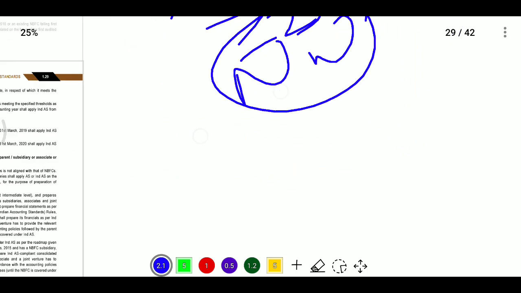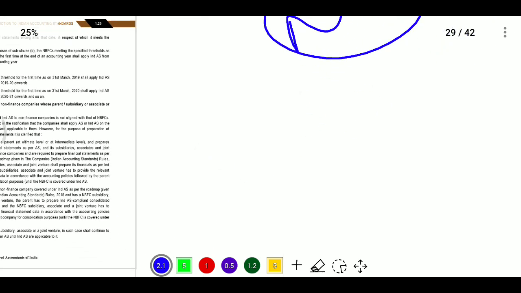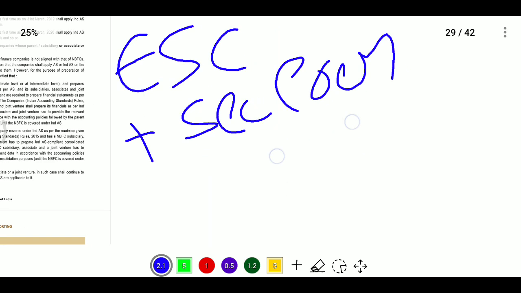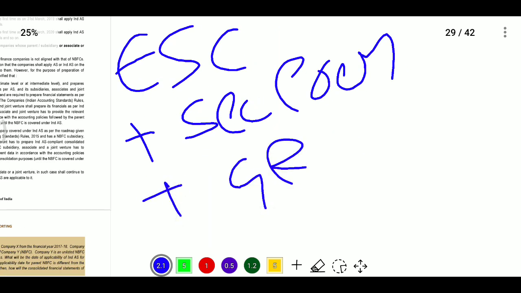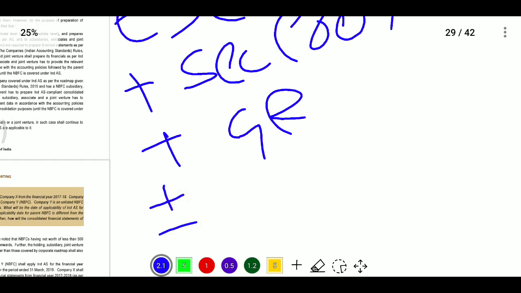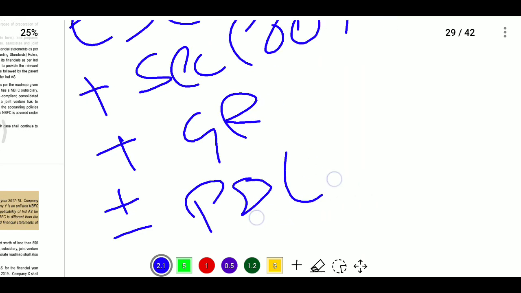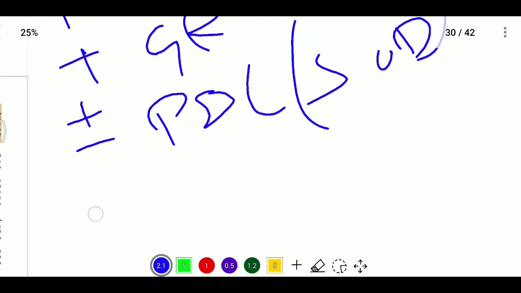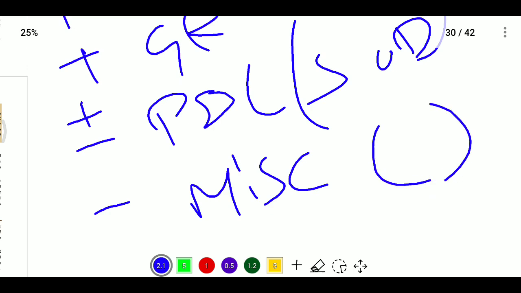Net worth will be calculated by taking the equity share capital given, to which we need to add the securities premium, and after that we need to add the general reserves. Then we add or deduct the profit and loss account balance, depending on whether it is surplus or deficit. Next, if we have any miscellaneous expenditure, like preliminary expenses, which is not written off, we need to deduct that. Then we will get the net worth.